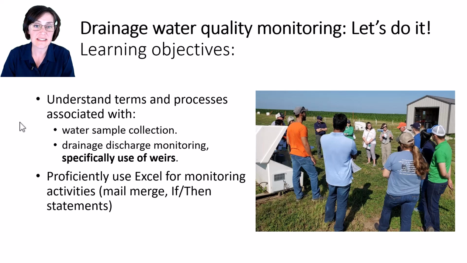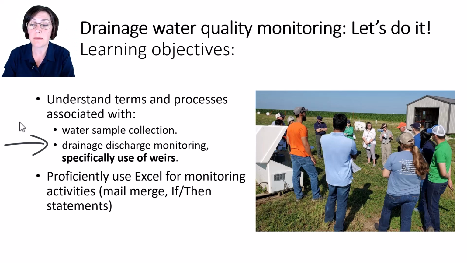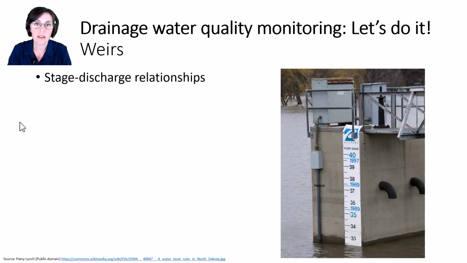In this next lesson, we're moving from sampling and analyzing the water to monitoring the flow rate of that water. And that starts with describing weirs. The most common continuous discharge or continuous flow rate measurement method uses what is called a stage-discharge relationship. Stage is a different way to say water depth or water surface level, like I'm showing in the picture. That ruler is helping to estimate the river stage.